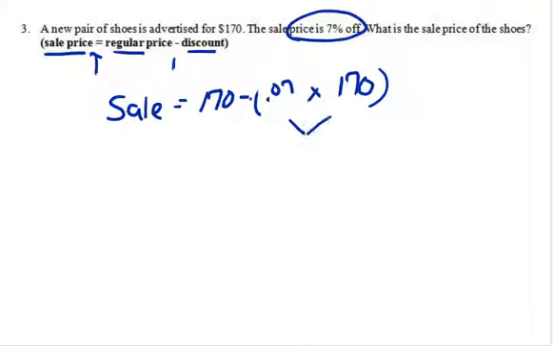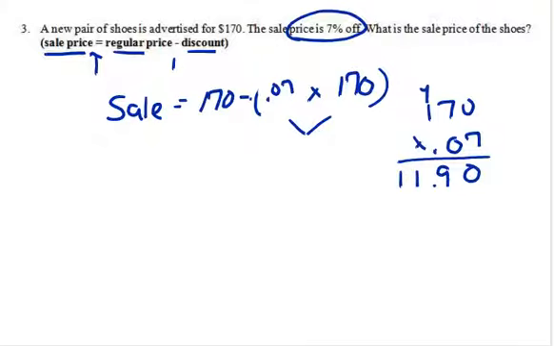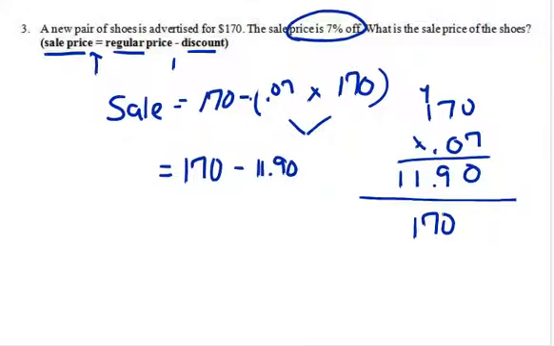So we need to take 7% or 0.07 times 170. 0.07 times 170: 7 times 0, 7 times 7 is 49, 7 times 1 plus 4 is 11. $11.90. So our sale price is equal to 170 minus $11.90. Now, don't forget, when you subtract decimals or add decimals, line up your decimal point.